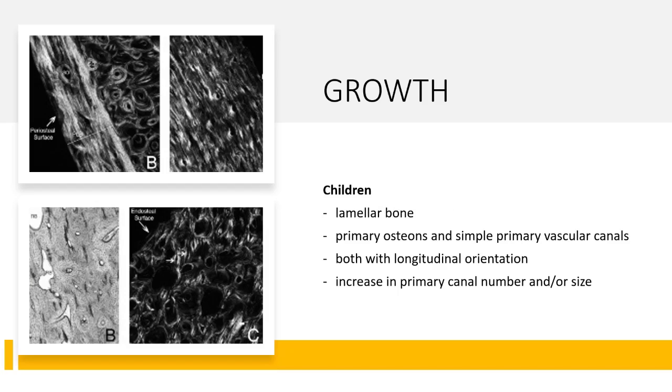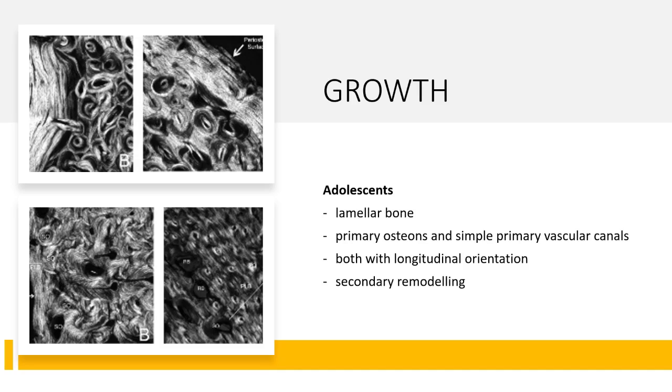Children have primary periosteal cortex that is lamellar with predominantly longitudinally oriented primary vascular canals and primary osteons. An increase in primary canal number and/or size along the medial cortex is observed. Adolescents have lamellar primary periosteal cortex, typified by primary vascular canals and occasionally some primary osteons. Intracortical regions of endosteal origin are largely secondarily remodeled, while regions of periosteal origin contain fewer Haversian systems.